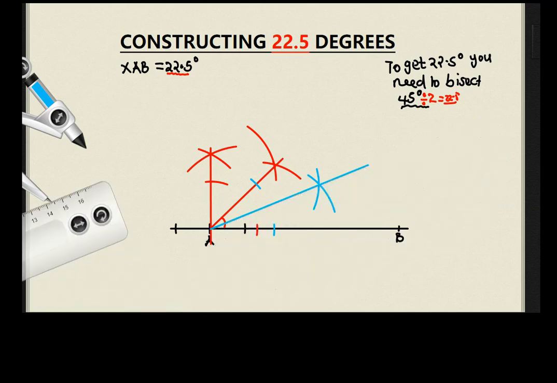Now finally we have our 22.5 degrees. Now because we've bisected 45, this was 45, now we have bisected it. Now the angle we have at this point is 22.5 degrees.